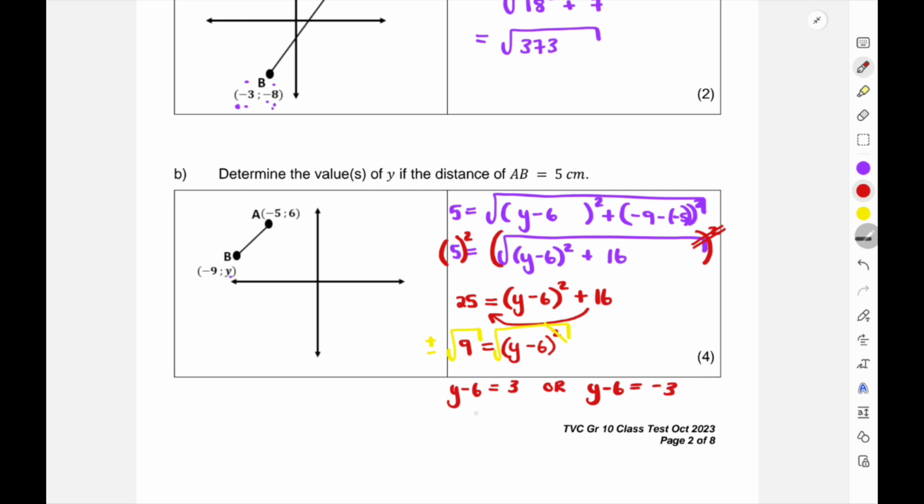Very, very important. So y can either be 9 or y can be negative 3 plus 6, which is a positive 3. Okay, so please, lots of them didn't do a plus minus there. The other way you could have done it is you can say 25 minus 16 still gives you 9.